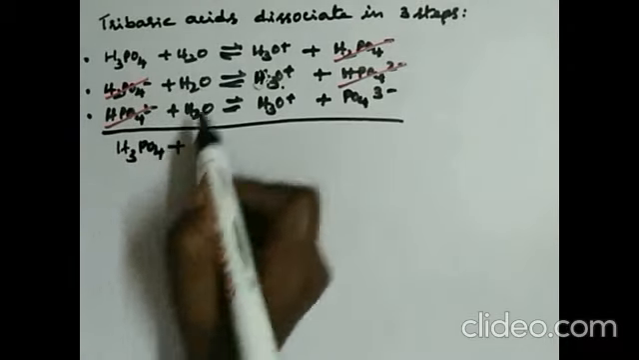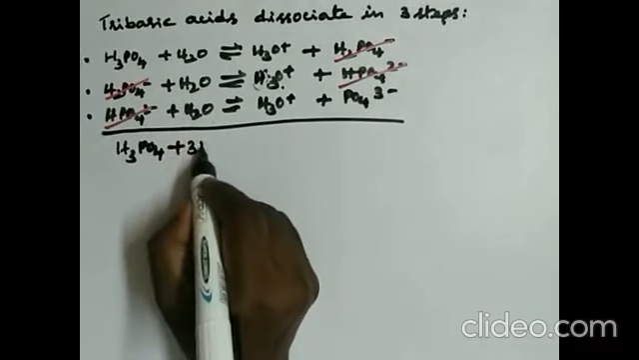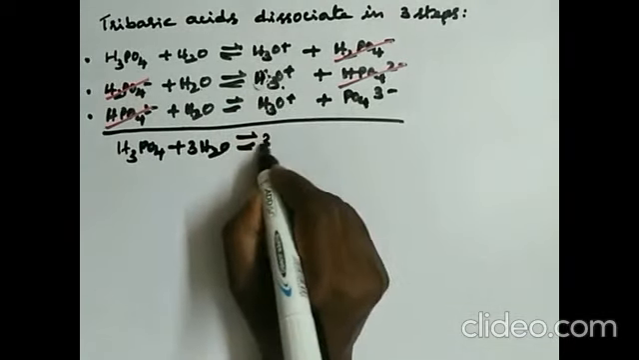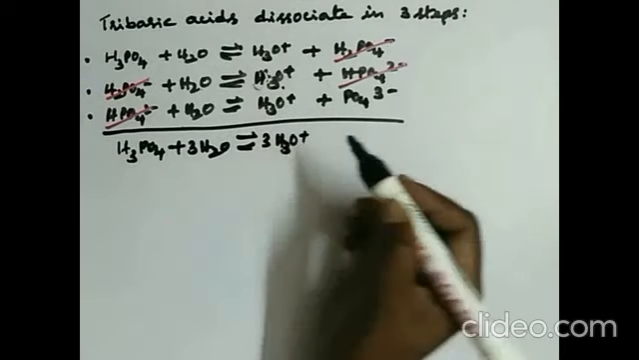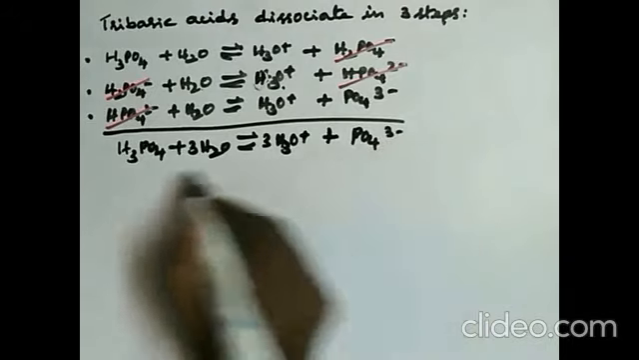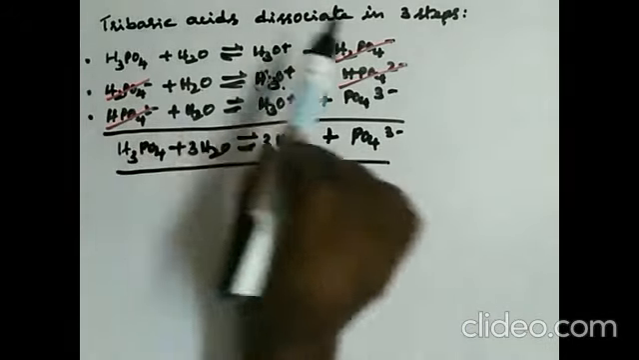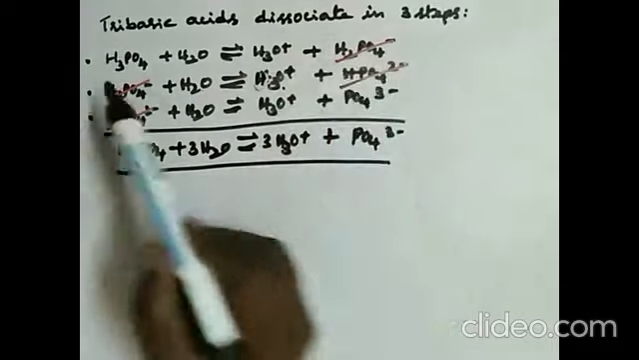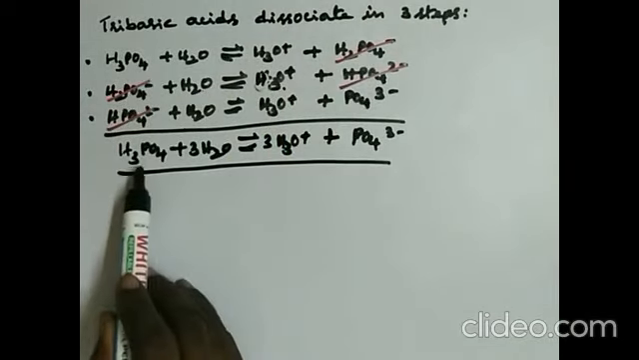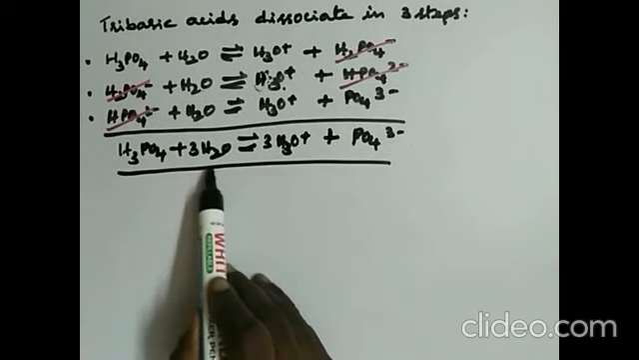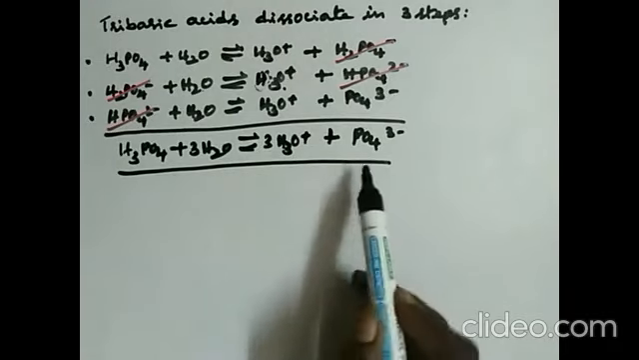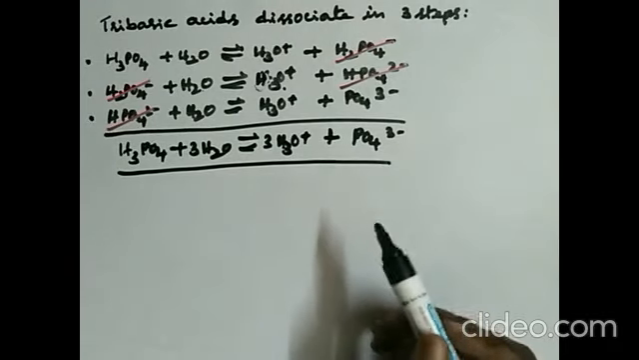H3PO4 plus 3 molecules of water dissociating to form 3 H3O+ ions, hydronium ions, and a phosphate ion. So a tribasic acid dissociates in 3 steps. In each step, one hydrogen gets displaced. And so the final equation is phosphoric acid combines with water and dissociates to form 3 hydronium ions per molecule of the acid and a phosphate ion.